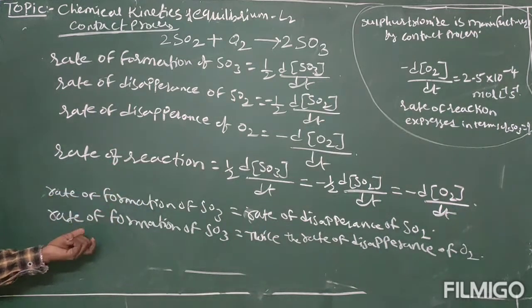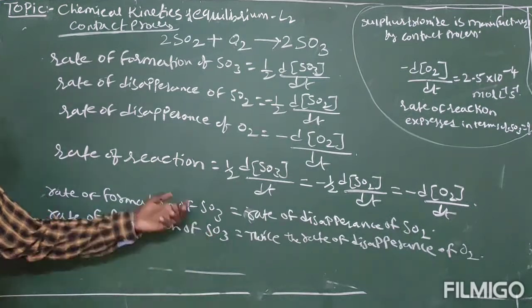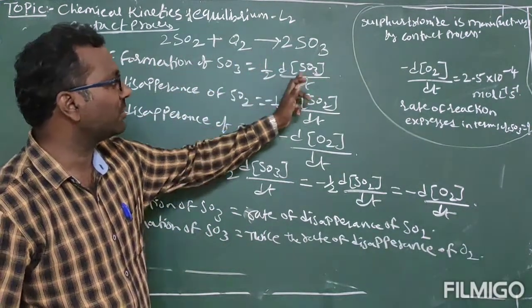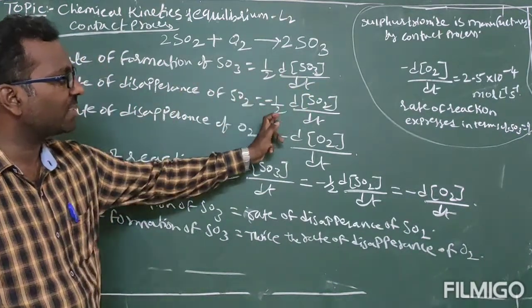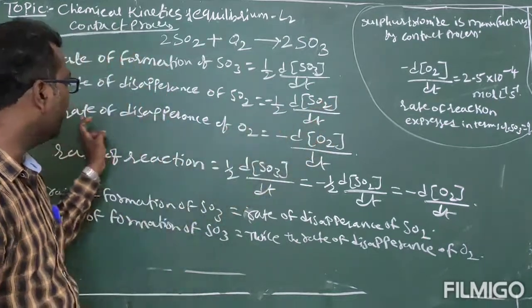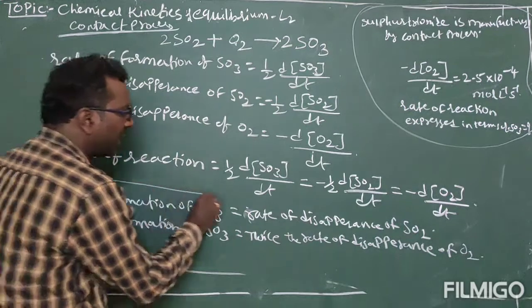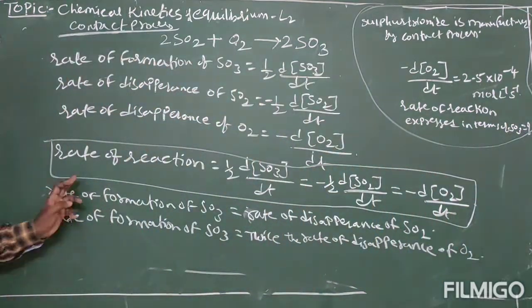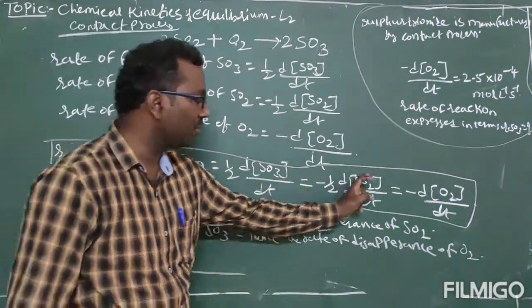But what is happening here? Rate of formation of SO3 equal to half d of SO3 by dt. Again, rate of disappearance of SO2 is equal to minus half dSO2 by dt. Rate of disappearance of oxygen is given. So now rate of reaction is, this is the equation we got. Rate of reaction is equal to half of dSO3 by dt is equal to this.